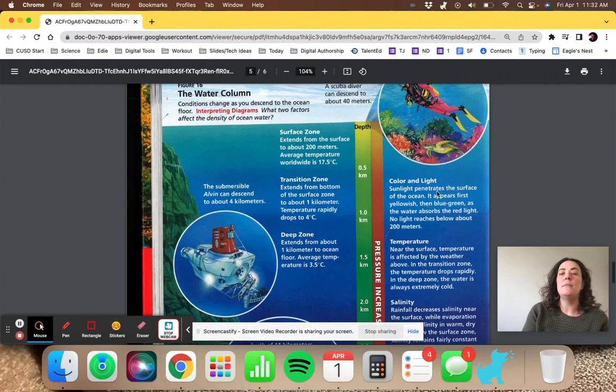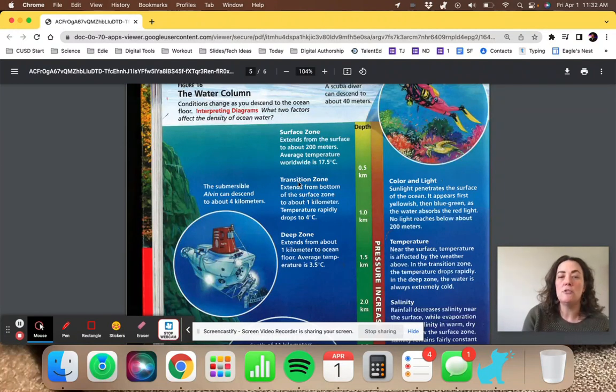Okay. The color and the light: the sun penetrates the surface of the ocean. It appears first yellowish, and then as you go deeper, blue-green as the water absorbs the red light. No light reaches below about 200 meters. So below the surface zone, there's actually no surface light penetrating.